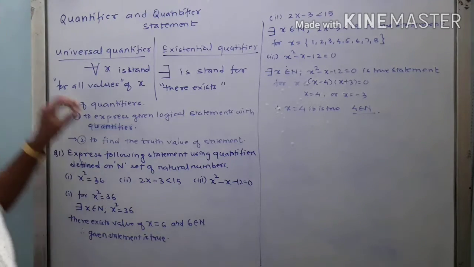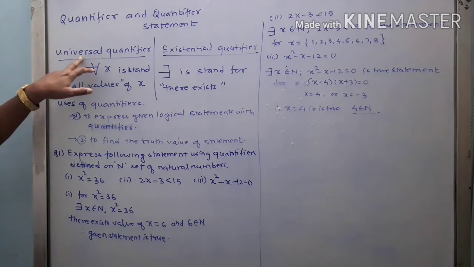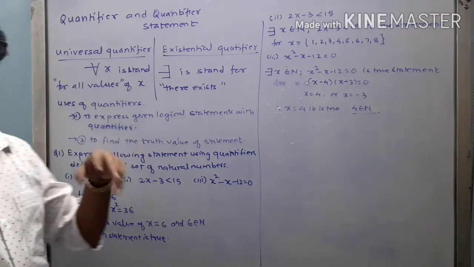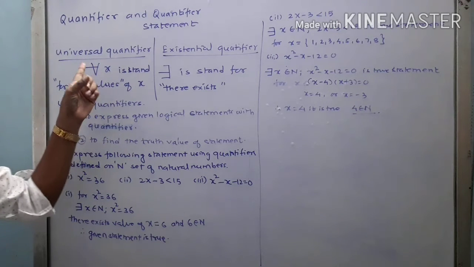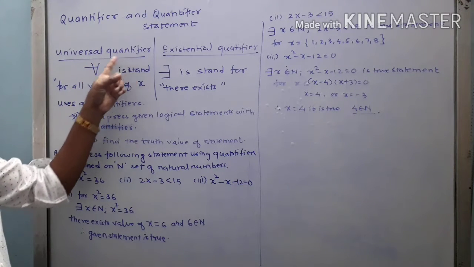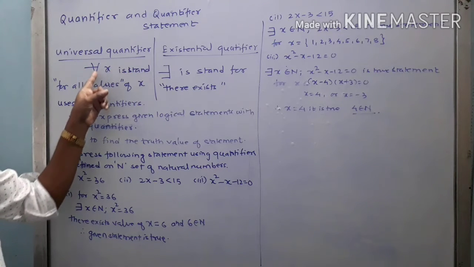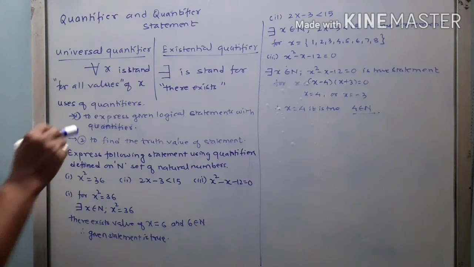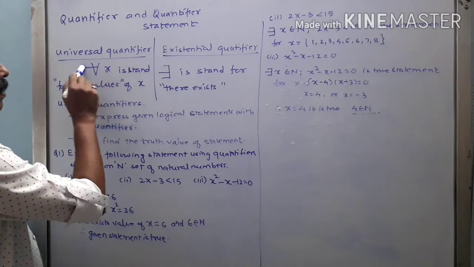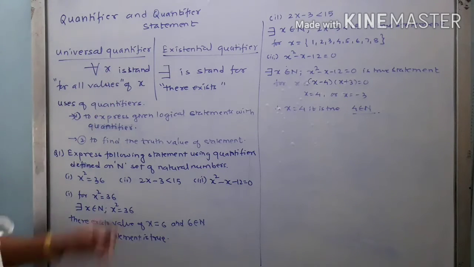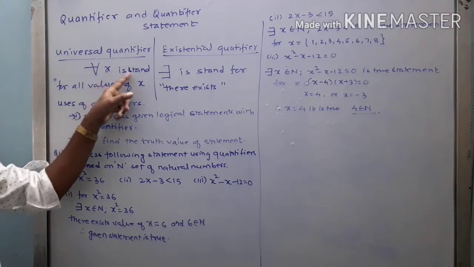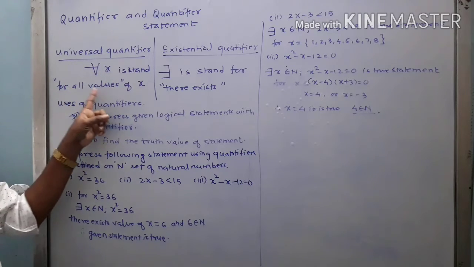Okay. So the first quantifier we call the universal. The meaning of universal is all. The universal quantifier is represented by a symbol, an upside-down A, like a V with the line extended. This is read as for all values of x. So it stands for all values of x.